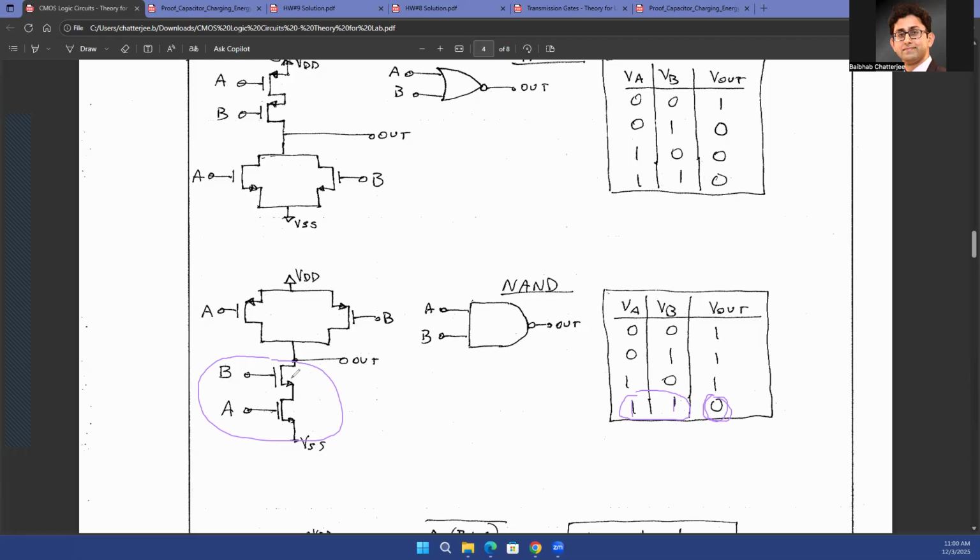So if in my pull down network the transistors are in series, in my pull up network the transistors will be in parallel. Also, you can think of it this way: if any of the pull up network transistors are on, if the A transistor is on or the transistor connected to B is on, you are going to charge. So let's say the transistor corresponding to A is on. Then the output will charge up through this path. If the transistor corresponding to B is on, the output will charge up through this path. If both of them are on, then both of them will charge up the output, which is the condition of 0, 0. And remember that PMOS is on when the input is 0, NMOS is on when the input is 1. Again, something that we have learned before.